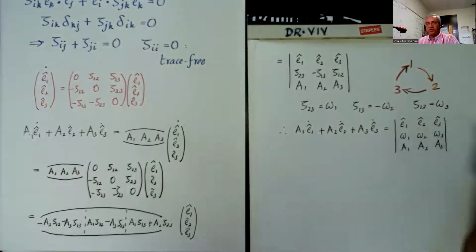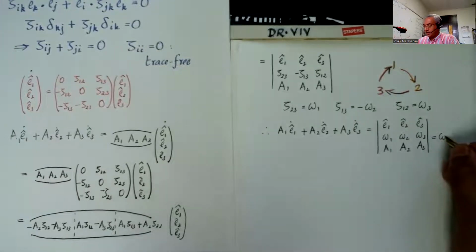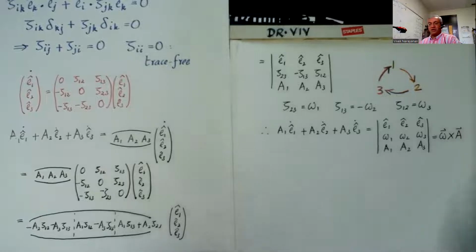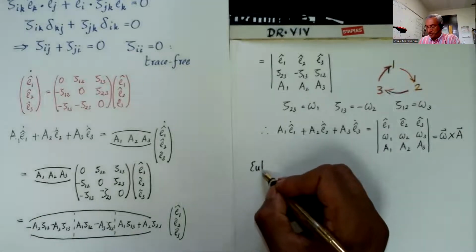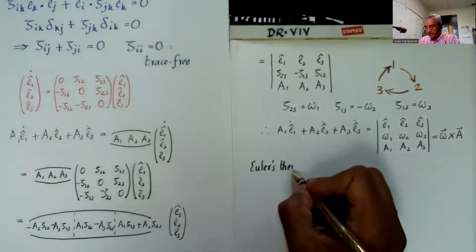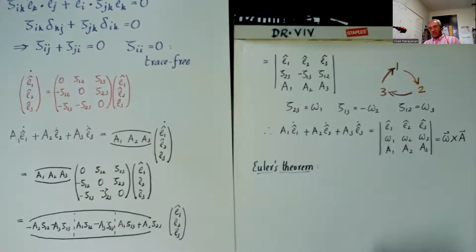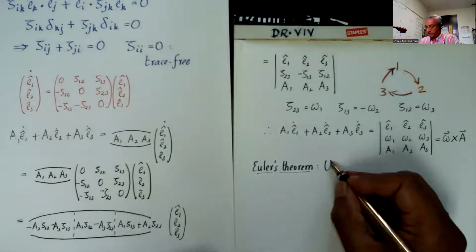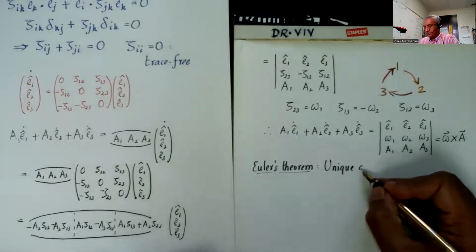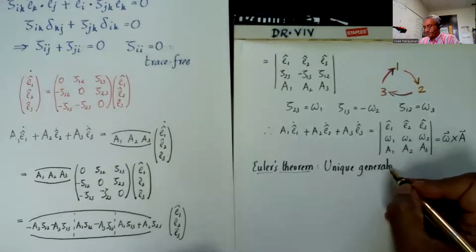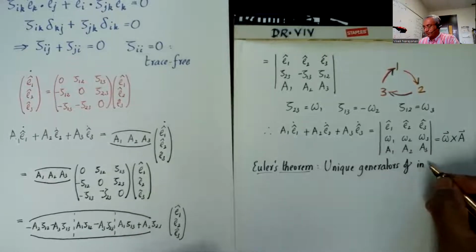but the determinant is a cross product. So this is just omega cross A. In this manner, we have this very important insight. This is actually a theorem known as Euler's theorem. What we have proved is known as Euler's theorem. And Euler's theorem says there exists a unique angular velocity omega that generates the infinitesimal rotation. So unique generators of infinitesimal rotation.